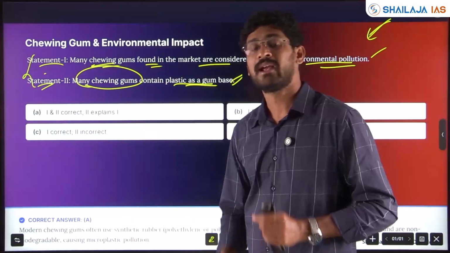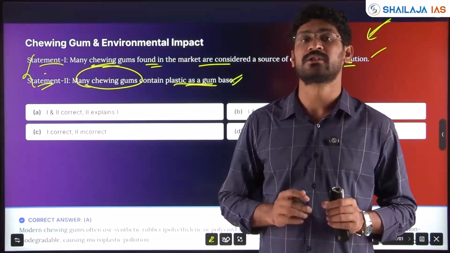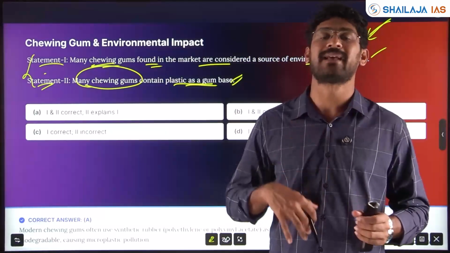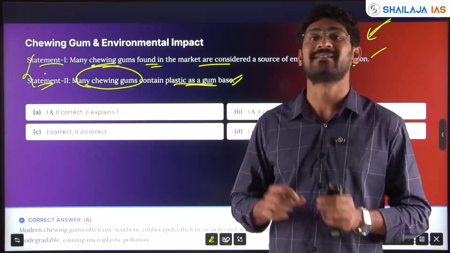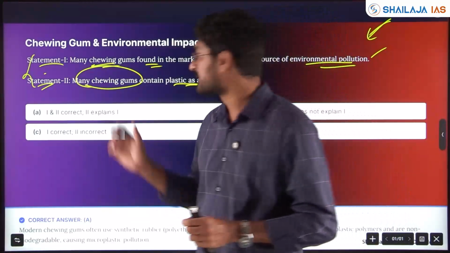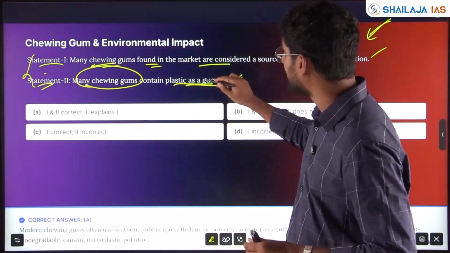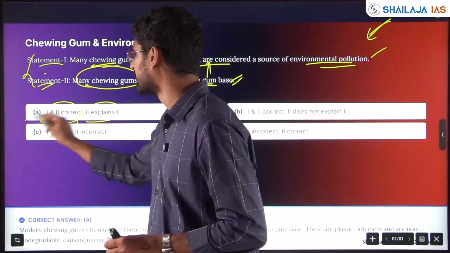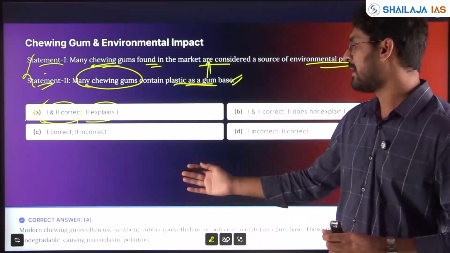That's why they warn that if you are chewing gum continuously, you might get plastics entering your stomach and get cancer and other diseases. So statement 2 is correct, and that explains statement 1. Straightforward: 1 and 2 are correct, and 2 explains statement 1 is the answer here.